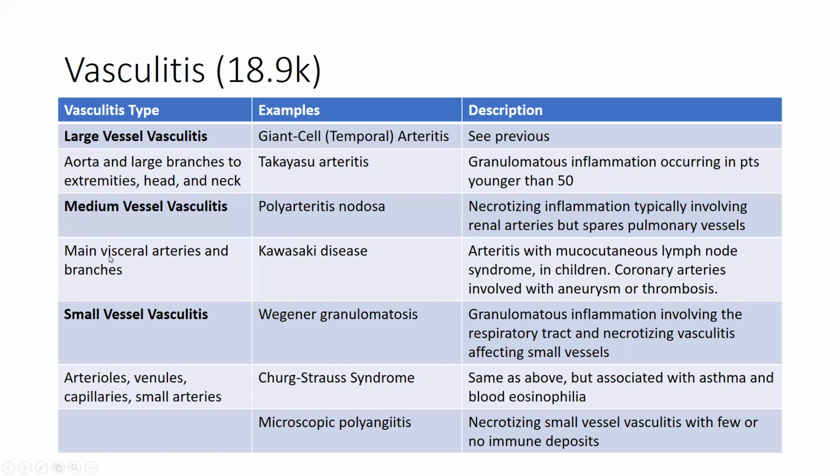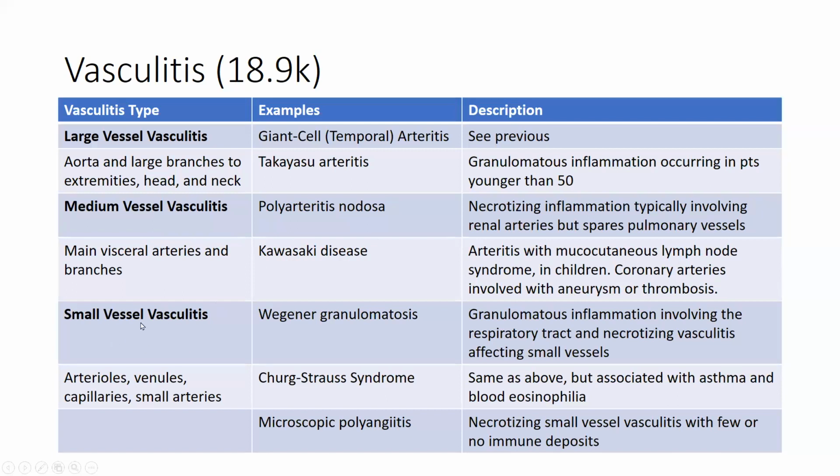Your medium vessels, these are your main visceral arteries and branches, so polyarteritis nodosa and Kawasaki disease. Polyarteritis nodosa, you'll see necrotizing, so cell or tissue death, inflammation involving most of the time renal arteries, but pulmonary vessels will be spared. So that's something of note. Kawasaki disease, inflammation of the arteries with a mucocutaneous lymph node syndrome, so lymph node swelling, typically seen in children. And your coronary arteries are involved, and you could see aneurysm or thrombosis. So Kawasaki, I would associate with children, swollen lymph nodes, and coronary arteries.